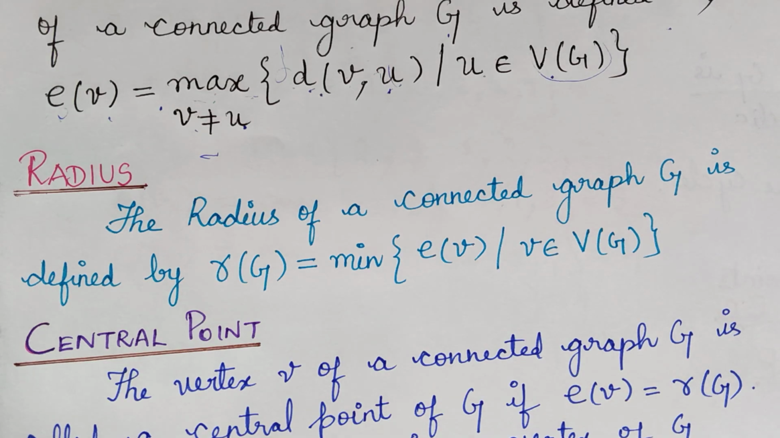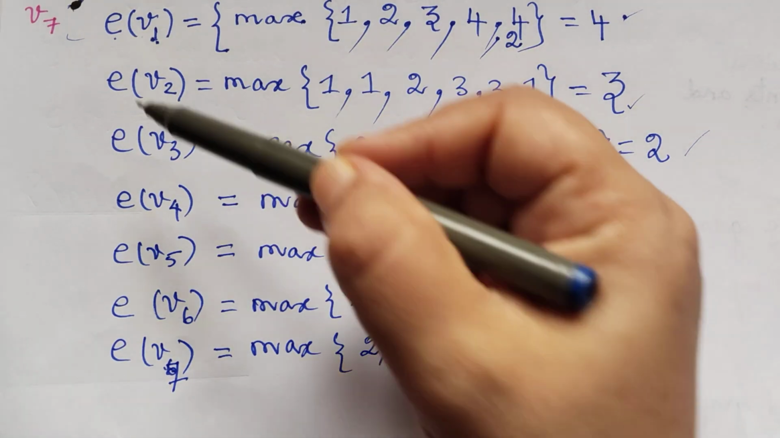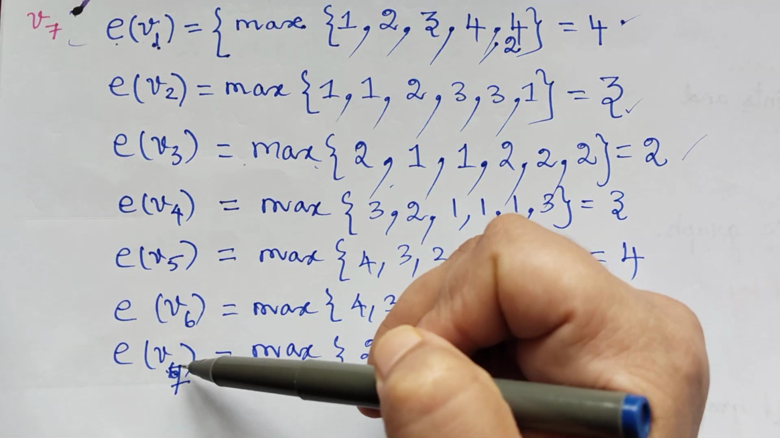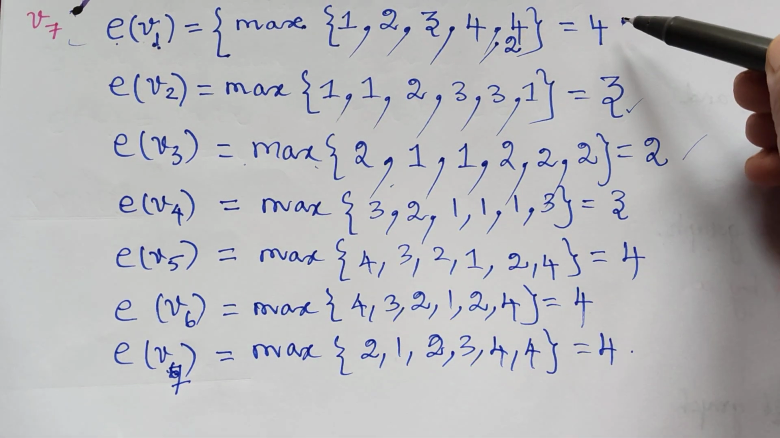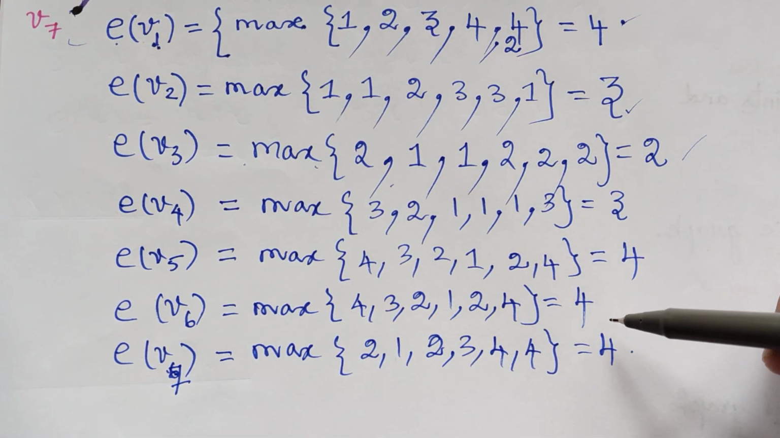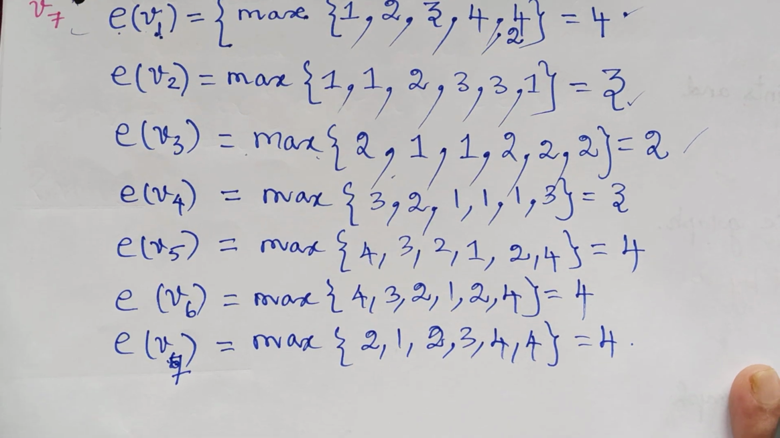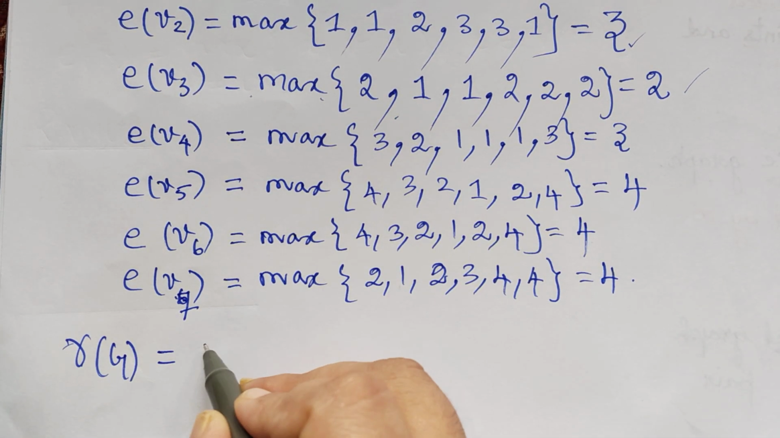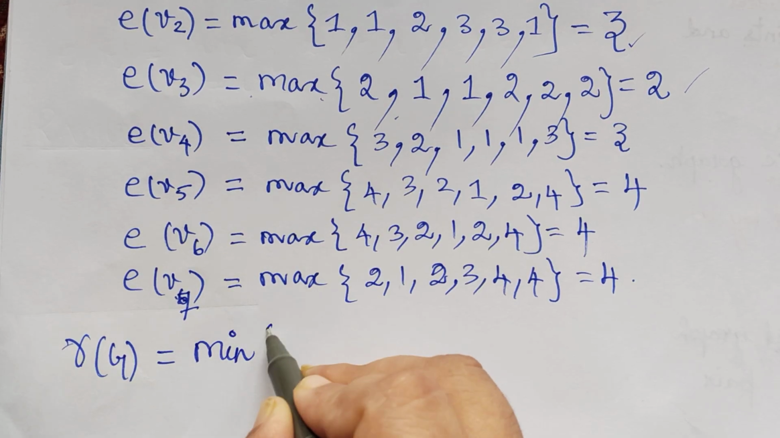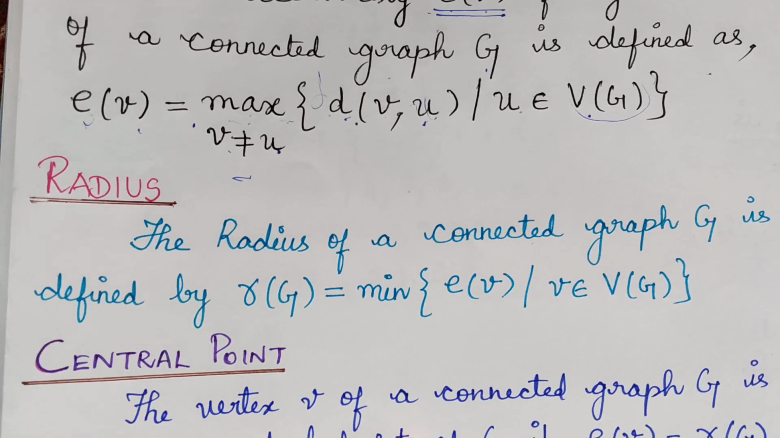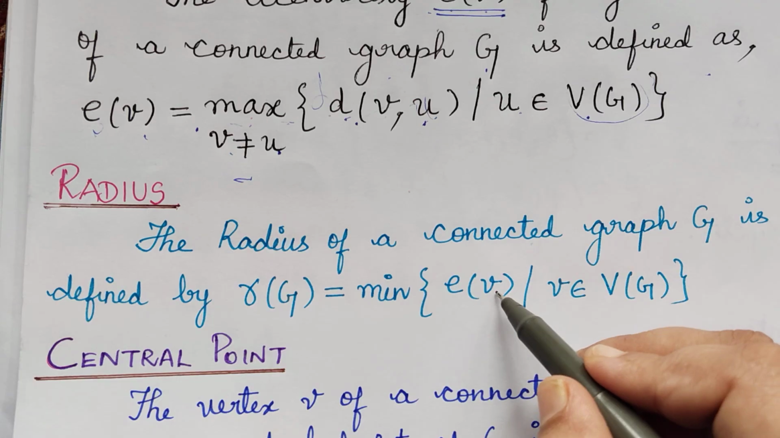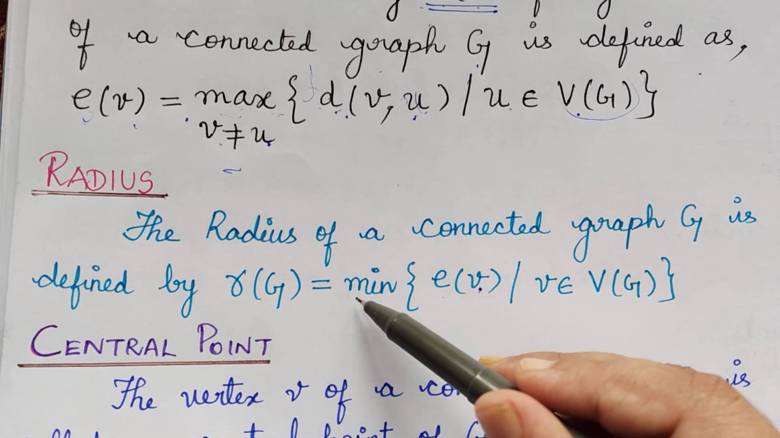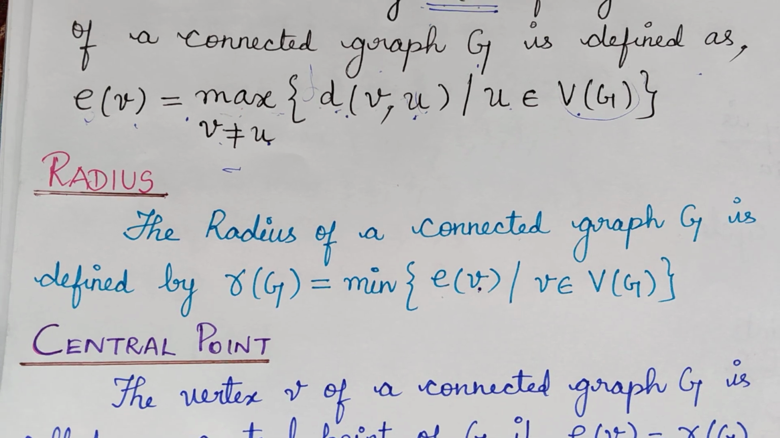So now if you see here in this example, we have found all the eccentricities of each of the vertices of this graph G. Now, out of all these values, what is the minimum that we have to find? So, the radius of the graph G is equal to the minimum of all the eccentricity values. That is, we have to take all the vertices, find the eccentricities for each, and the minimum of those values will give us the radius.